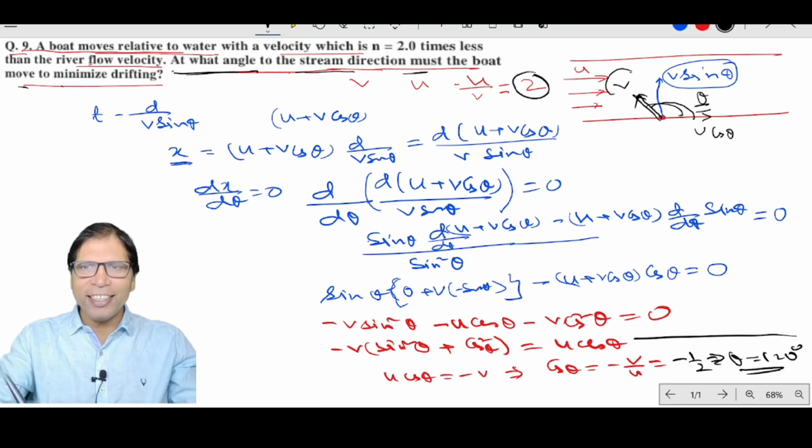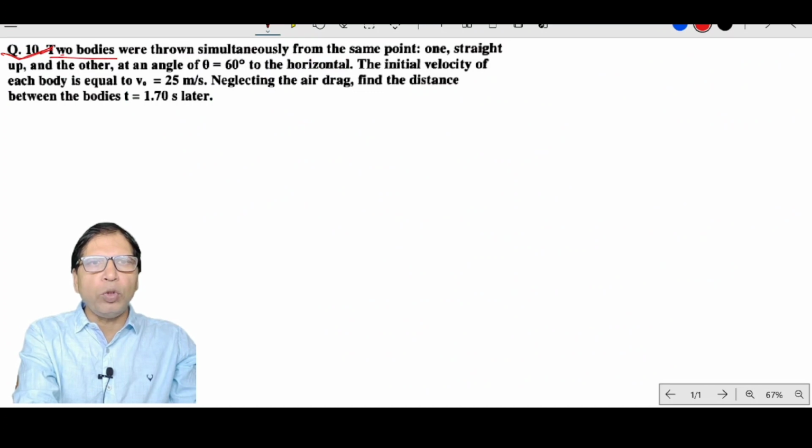Okay, next. Now, question number 10. Two bodies were thrown simultaneously from the same point, one straight up and the other at an angle of 60 degree with the horizontal. The initial velocity of each body is equal to 25 meter per second. Neglecting the air drag, find the distance between the two bodies at t equal to 1.5 second later.